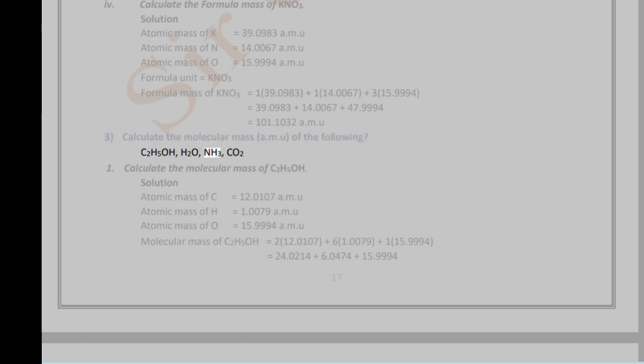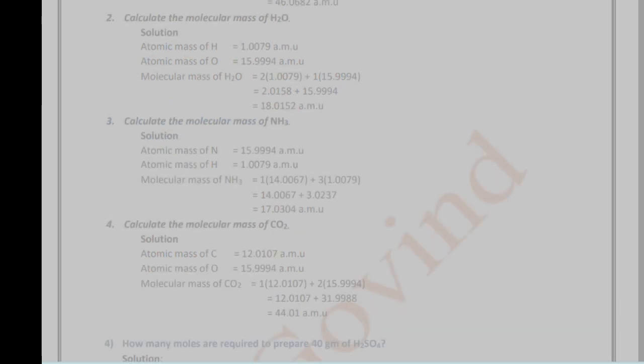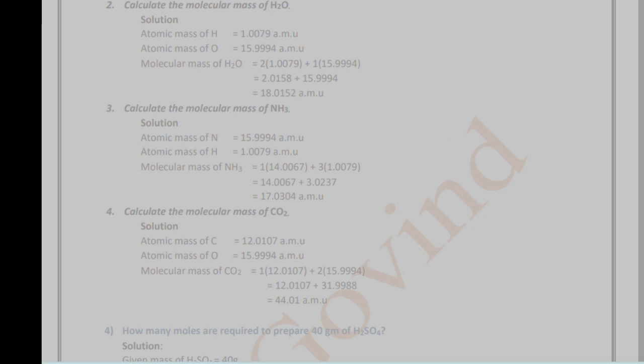3. Calculate the molecular mass, in a.m.u., of the following: C2H5OH, H2O, NH3, CO2. 1. Calculate the molecular mass of C2H5OH. Solution: atomic mass of C equals 12.0107 a.m.u. Atomic mass of H equals 1.0079 a.m.u. Atomic mass of O equals 15.9994 a.m.u. Molecular mass of C2H5OH equals 2 × 12.0107 + 6 × 1.0079 + 1 × 15.9994 equals 24.0214 + 6.0474 + 15.9994 equals 46.0682 a.m.u.